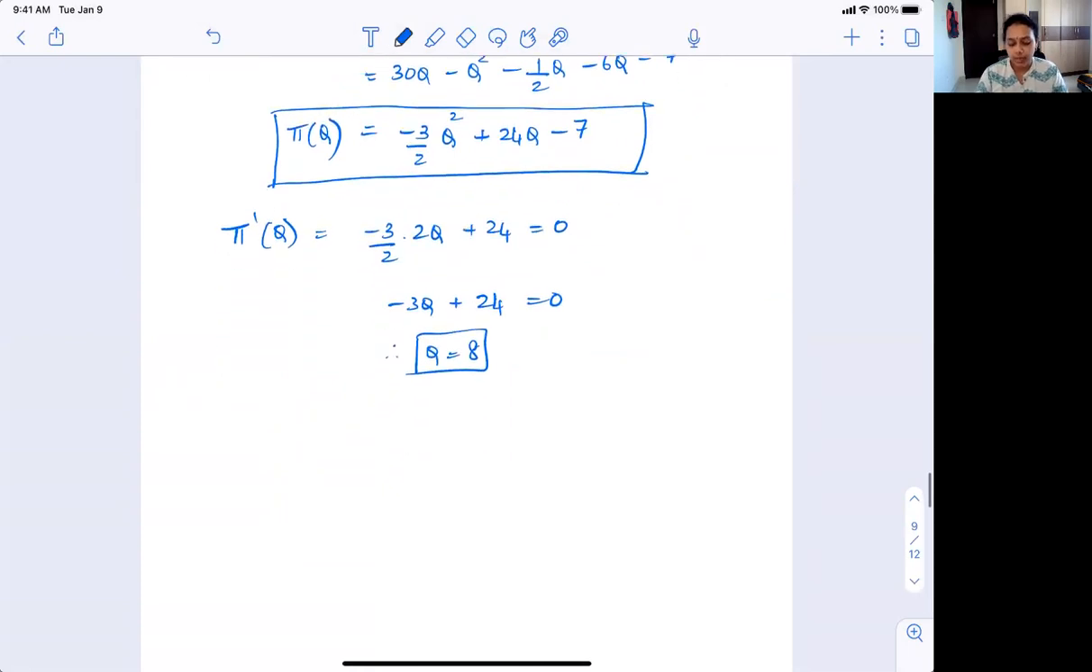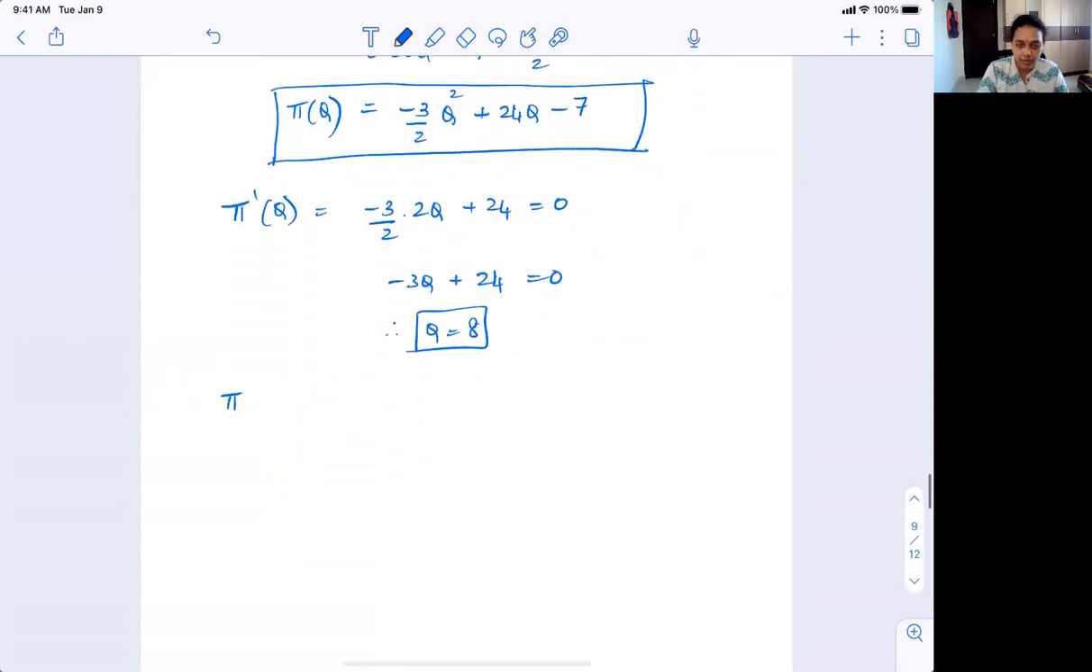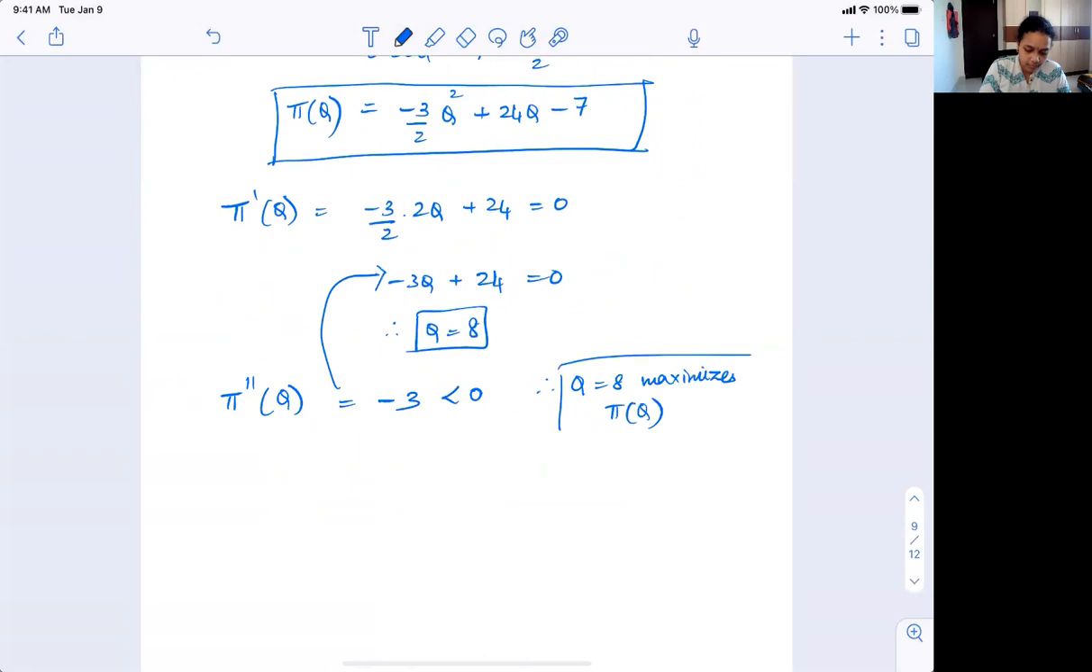Now, is this the maximum? Is this Q that maximizes my profit function? Let's take the second derivative, which means I want to take the second derivative of this particular function. And that happens to be just minus 3. Minus 3 is always less than 0, telling us that Q is equal to 8 is maximizing the profit function. If you want to find the corresponding profit value, you just have to plug in 8 into this profit function, and that will give you the maximum profit.